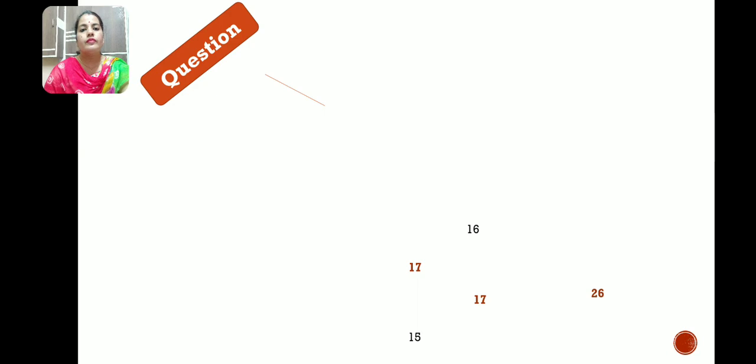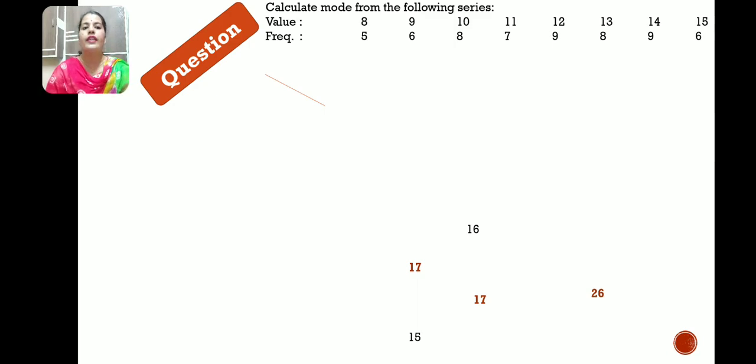So here is the question: calculate the mode from the following series. Values and frequencies are given. Values are 8, 9, 10, 11, 12, 13, 14, 15. And frequencies are 5, 6, 8, 7, 9, 8, 9, 6. So friends, here the highest frequency is 9, but it is coming 2 times, 9 for 12 and 9 for 14. So what is our mode here, 12 or 14? That is the confusion.